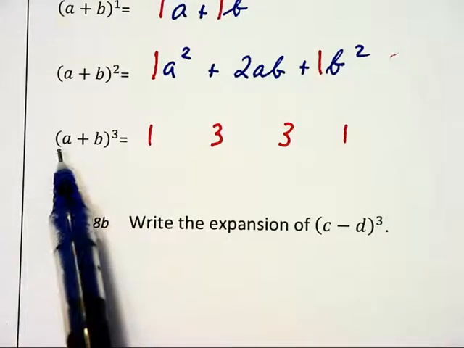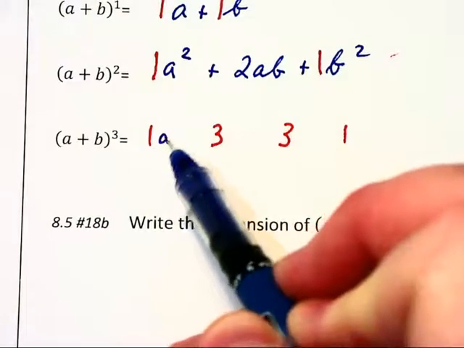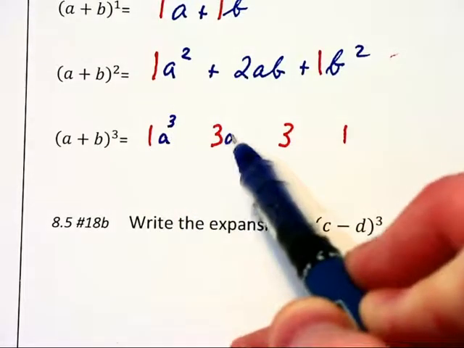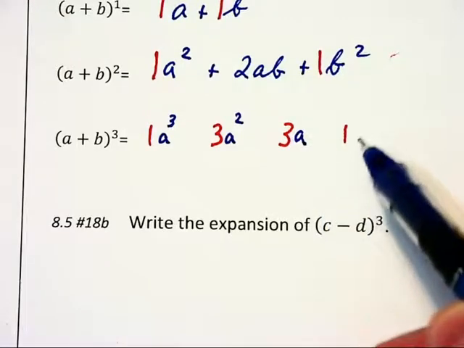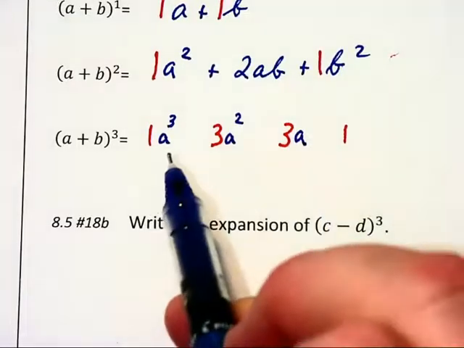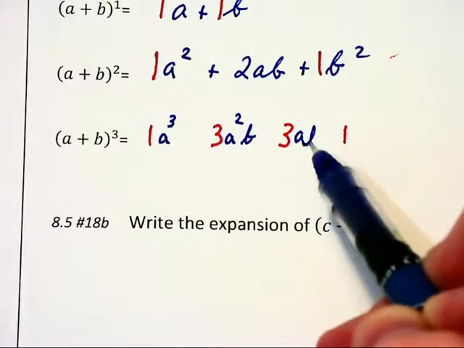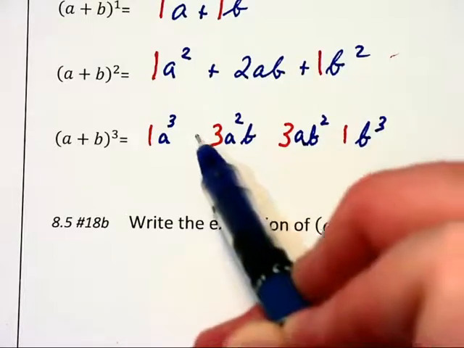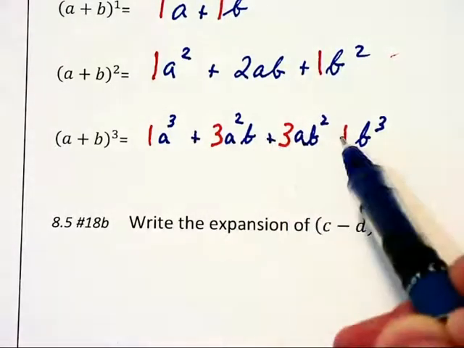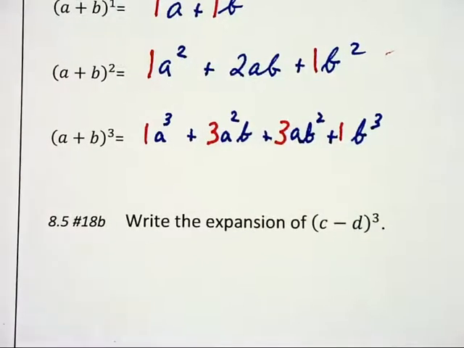So let's begin with this next one, a plus b cubed. We will begin with a to the third, then a to the second, then a to the first, then a to the 0, which we can just ignore. And then with the b's, begin with no b, a single b, b squared, and b cubed, and then add these terms together, and you will have a plus b quantity cubed in a rather quick way.